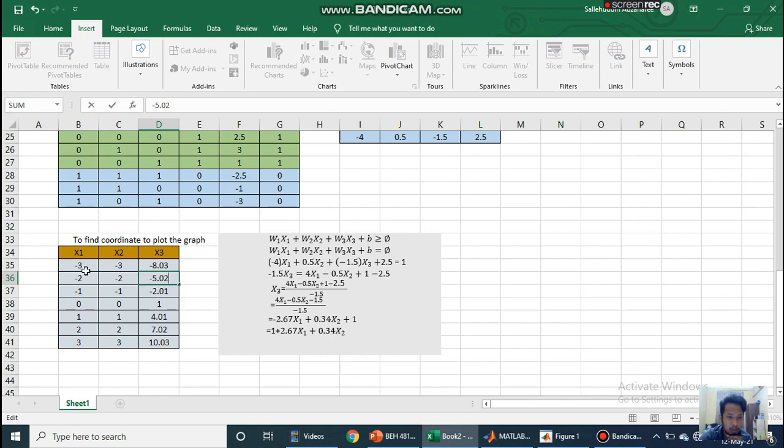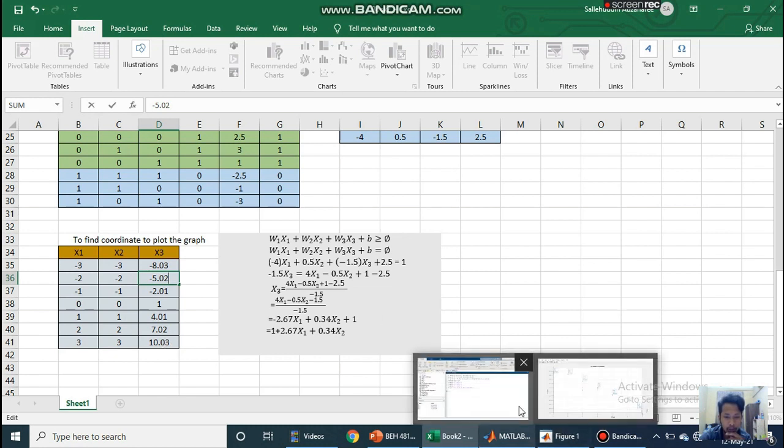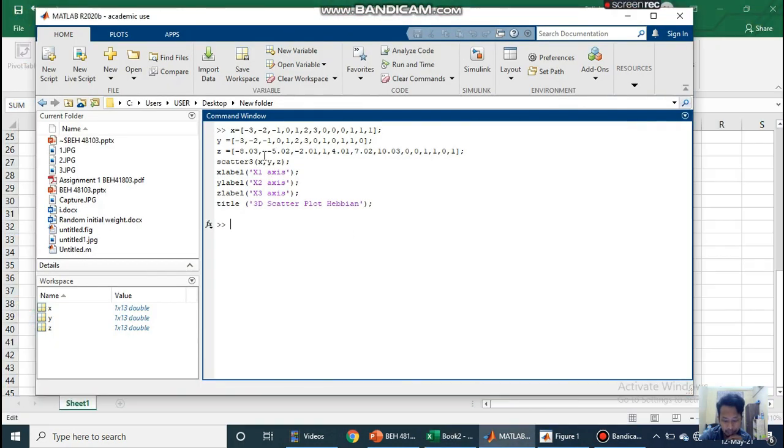We put the value s1 negative 3 and s2 negative 3, and we get these values: negative 8.03, negative 5.02, negative 2.01, 1 4.01, 2 7.02 and 3 10.03. So we put these values into MATLAB.